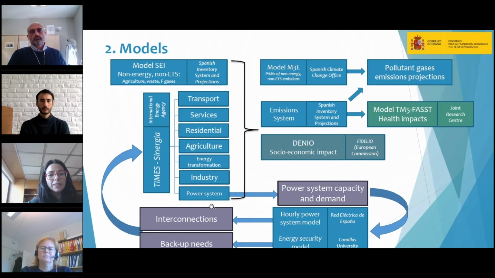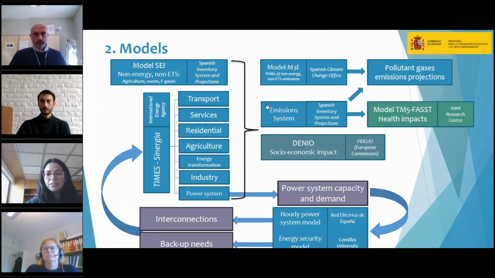Apart from that, we use another model to project all the greenhouse gas emission and other pollutant gases emission projection. And for this, we introduce the results of the model M3E that is in the center of the slide that provide us all the emissions that are not related to the energy sector. Apart from that, and following the methodology used in the Spanish inventory system, we have all the greenhouse gas emissions and pollutant gases emissions projections for the whole Spanish system.